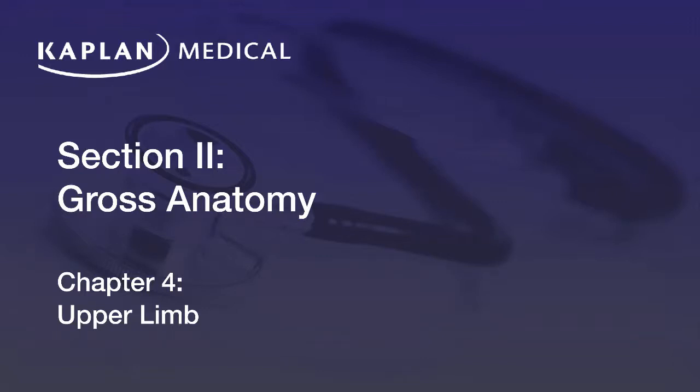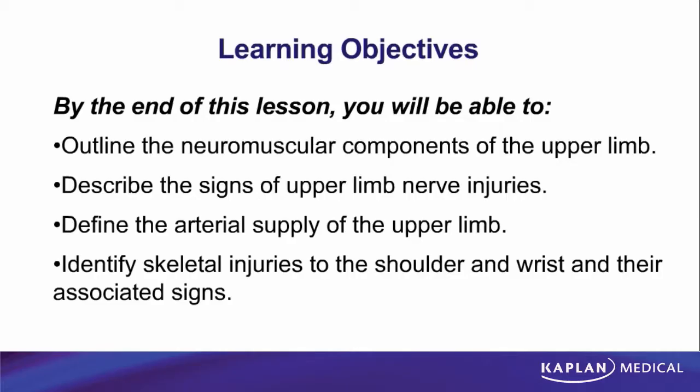Let's now turn our attention to the upper limb, and what we want to accomplish in the upper limb is the following. We want to make sure we know the neuromuscular components of the upper limb, of everything that's to be found in the upper limb. For the purposes of the exam, the neuromuscular components are by far the most important. We want to use our understanding of that to understand the signs of upper limb nerve injuries and be able to identify those injuries.